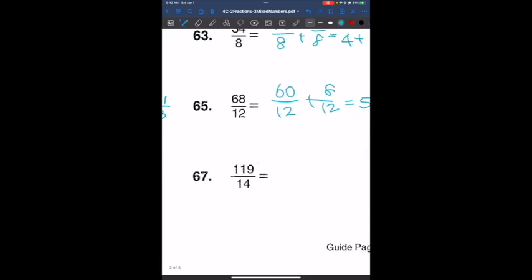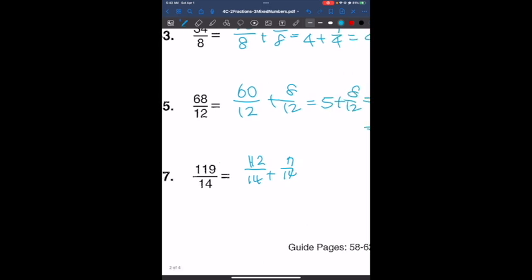And then we have 119 over 14. Since we know that 8 equals 112 over 14, we're going to do 112 over 14 plus 7 over 14. And that is going to be 8 plus 1 over 2. So that's going to be 8 1/2.